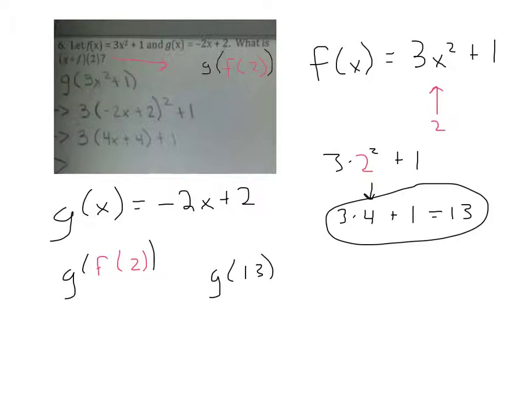And again, we look at the function, and the function is we take the input and we multiply it by -2 and then add 2 to it. So we're going to do that with the number 13. So we are going to use -2 times the x value, which is 13, and then we're going to add 2 to it at the end. So -2 times 13 gives us -26. We add 2 to that, and we end up with -24.